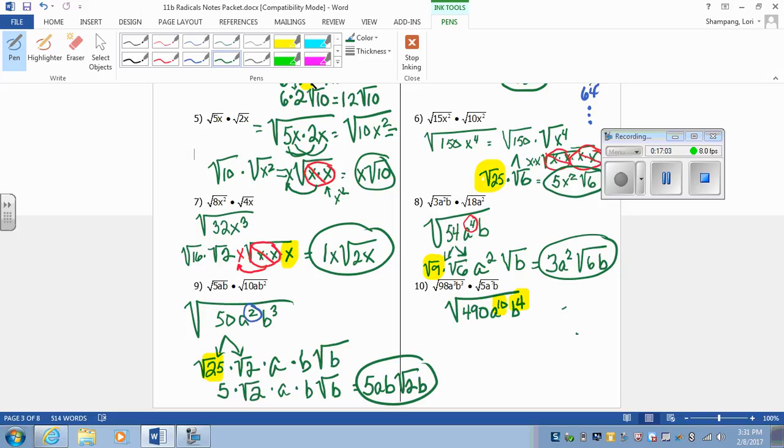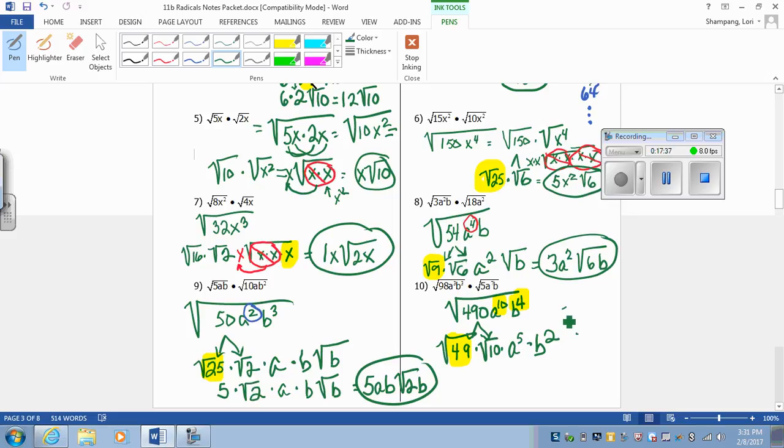So for 490, my two factors that I'm thinking of that would work the best would be 49 and 10. Because the square root of 49 is 7. 49 is a perfect square. So let's continue on. We have a to the 10th. So we're just going to divide that exponent 10 by 2 and come up with our root of a to the 5th power. B to the 4th, we're going to divide our exponent by 2 and come up with b to the 2nd. And again, that will be our root.